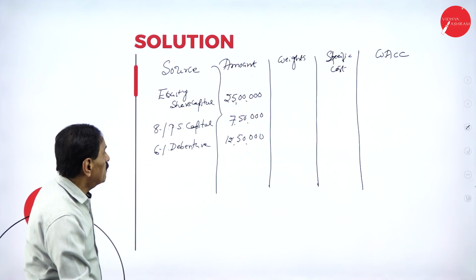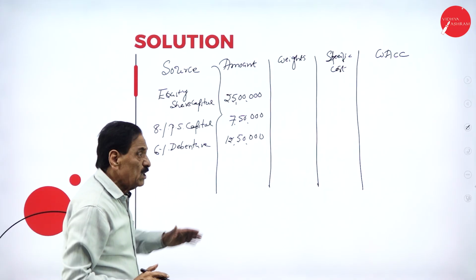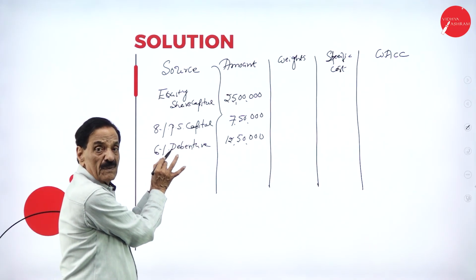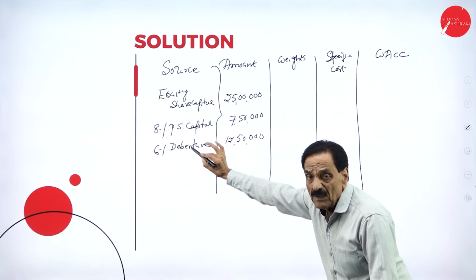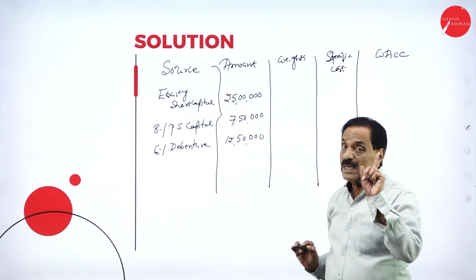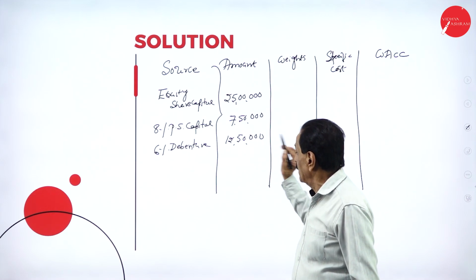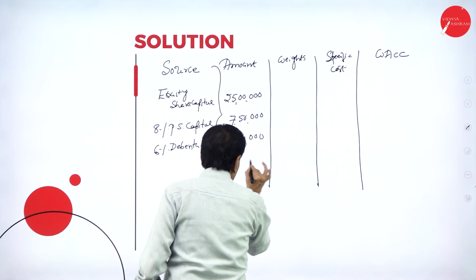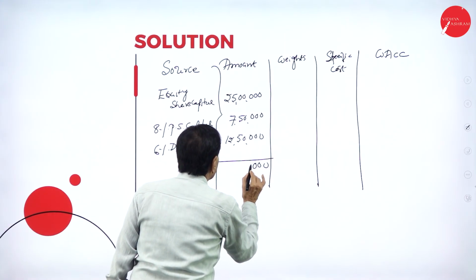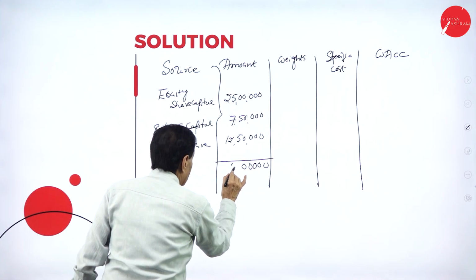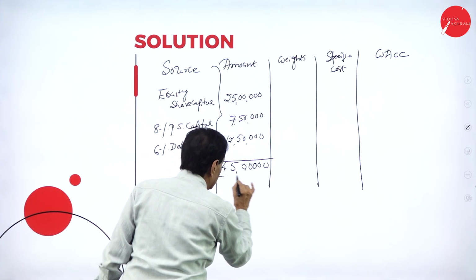What's the procedure? First, you have to add the amount which is available in the capital structure. So 25 lakh goes in favor of equity share capital. 7 lakh 50,000 goes in favor of 8%. What's the 8%? Rate of dividend. 6% debenture means rate of interest. So 12 lakh 50,000. If you add all the figures, 25 lakh, so 45 lakh is the total source.